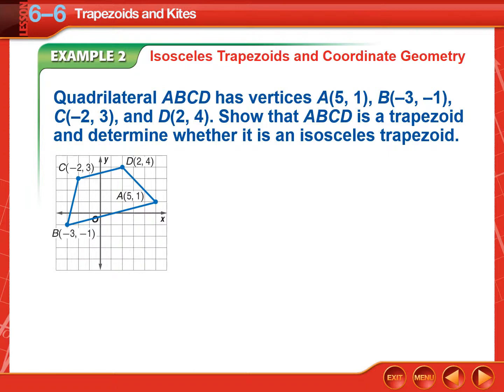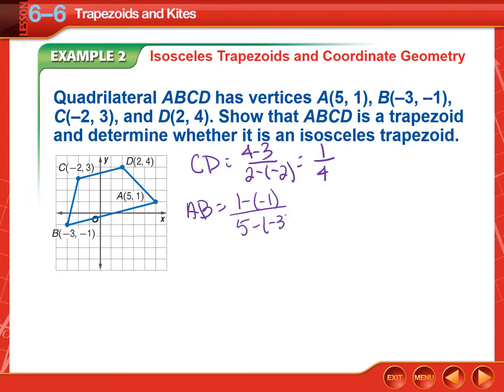So to determine if they're parallel, we need to do the slope formula. CD is going to be 4 minus 3 over 2 minus -2, which is 1 over 4. And then AB, the opposite side, is going to be 1 minus -1 over 5 minus -3. So we're going to be left with 2 over 8, which is 1/4. So we do have a pair of parallel sides. But now we need to check the other pair. Even though it looks like it, we have to prove it.